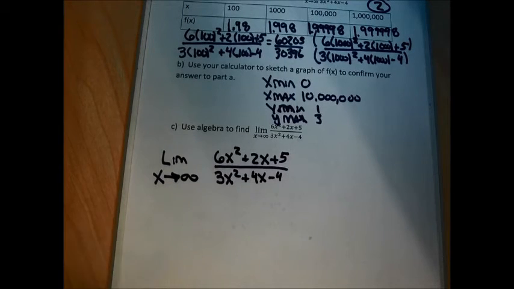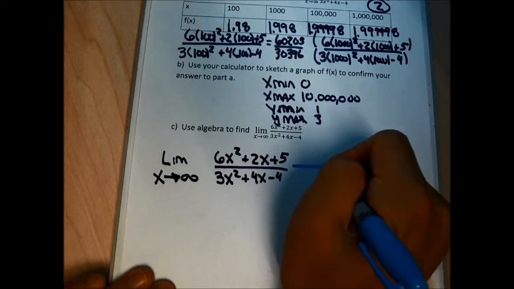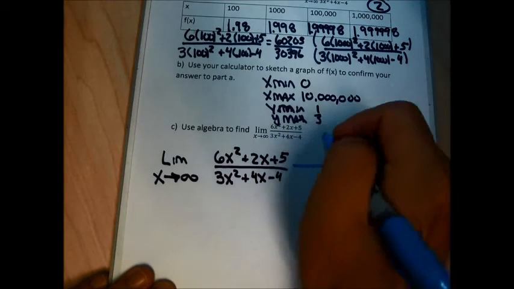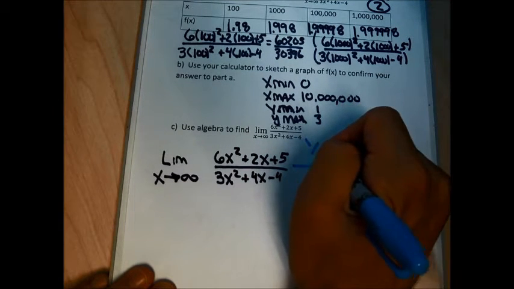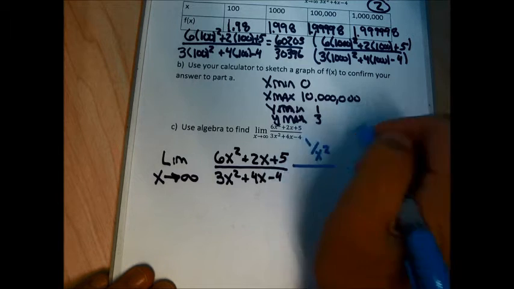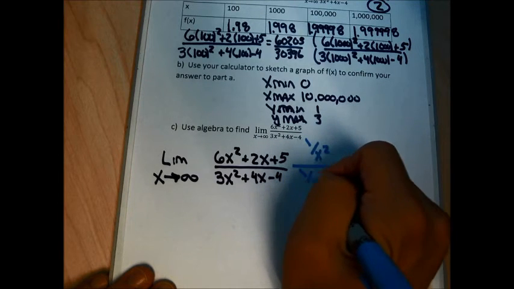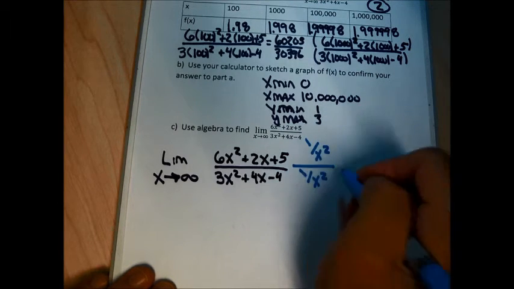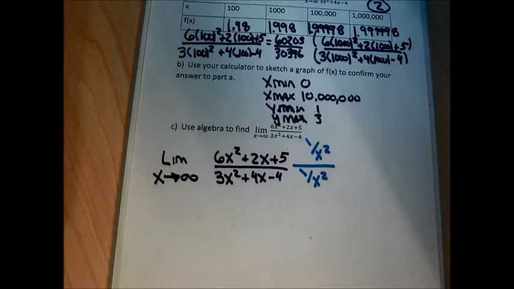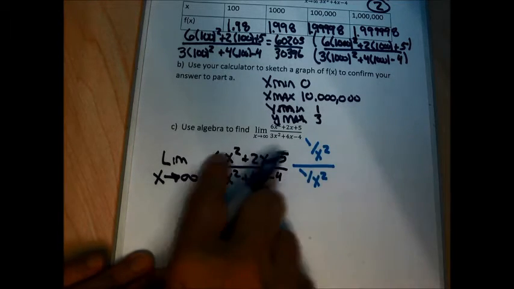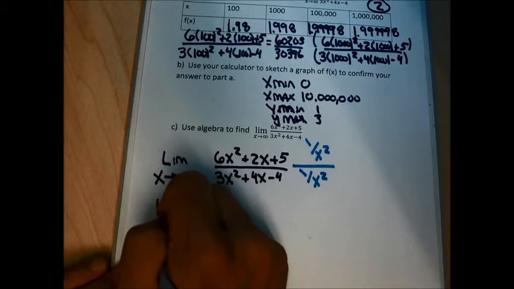What I'm going to do is multiply the numerator and the denominator by 1 over the highest power of x that occurs. And in this problem, the highest power of x that occurs is x squared. So I'm going to multiply the numerator and the denominator by 1 over x squared. And I'm going to distribute this through the fraction.